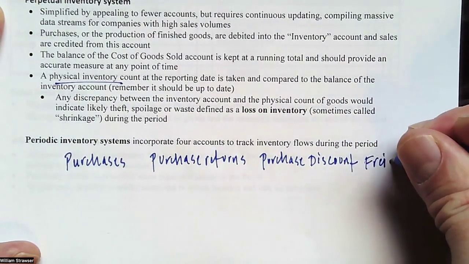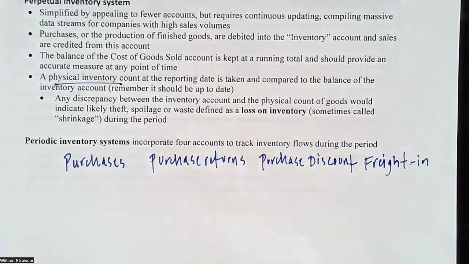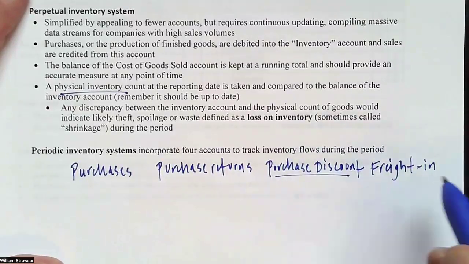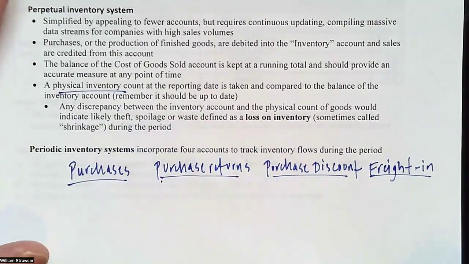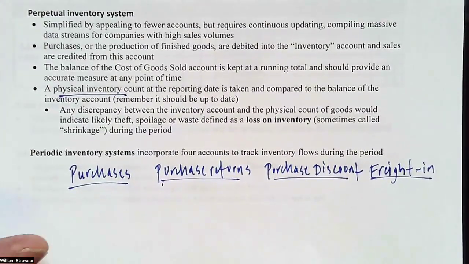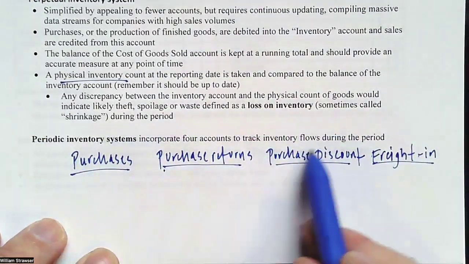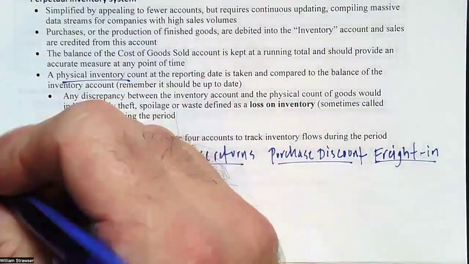So 4 new accounts under the perpetual system, and it's one reason why it's a little bit unwieldy. You have to track all of these things separately, keep separate accounts for them. Not a huge deal, but why not simplify it into one? Because what happens is all of these things under a periodic system eventually got closed into inventory.